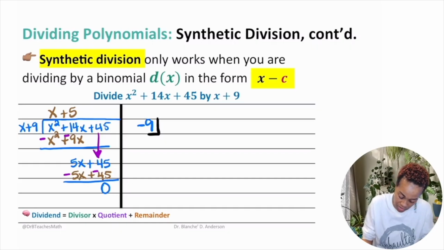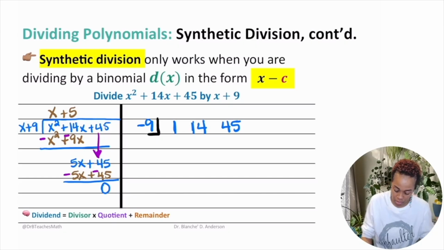The coefficient on my x squared is 1. The coefficient on my 14x term is 14. And then we have 45. So you're only pulling the coefficients, which is 1, 14, and 45. Your c goes here, and then your coefficients go here, okay?